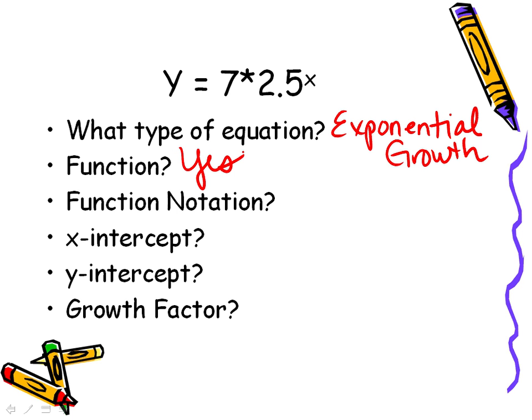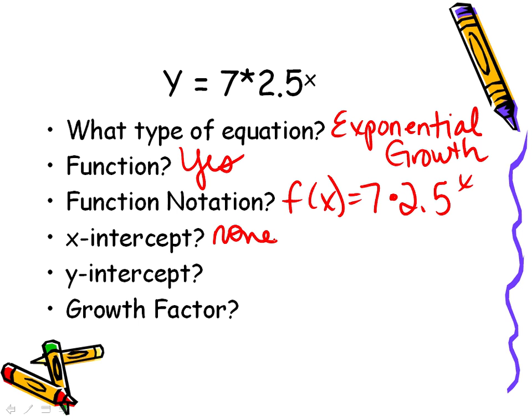Function notation. What are you supposed to remember? F of x. That's easy. F of x equals 7 times 2.5 to the x. What's the x-intercept? None. It doesn't have one. Remember, it never can touch the x because it's exponential. Okay, and the y-intercept is 7. This 7 is your starting value. So it does have a y-intercept. What is the growth factor?